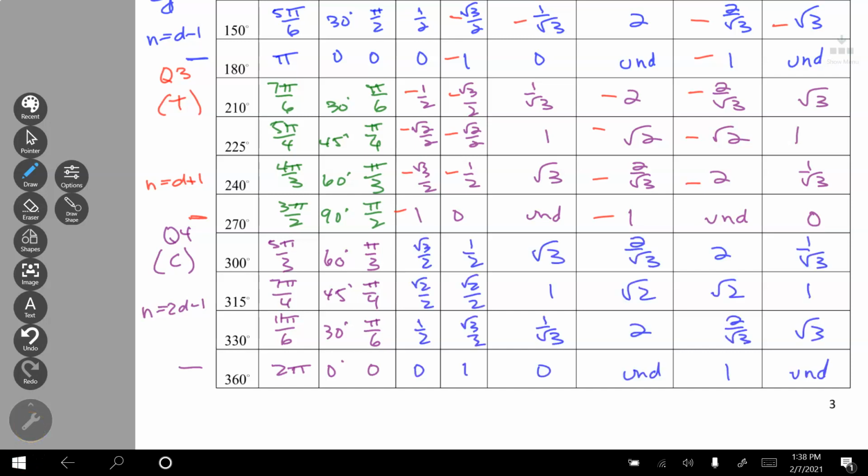And in quadrant 4, the cosine is positive, so all the sines have to be negative, all the tangents have to be negative, cosines stay positive, and that means cosecants have to be negative, and the cotangents have to be negative. And we don't switch to zeros and undefineds. Okay, there is a table.